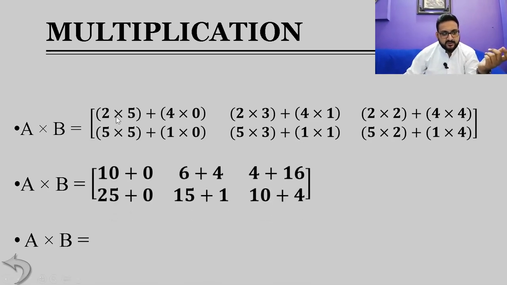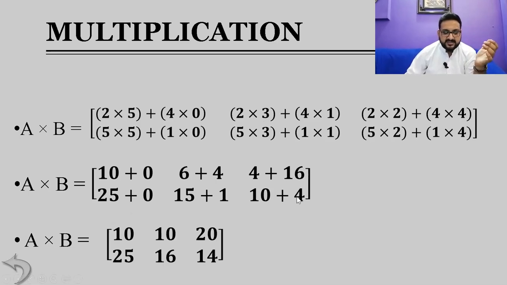5 2s are 10, 4 0s are 0, 2 3s are 6, 4 1s are 4, 2 2s are 4, 4 4s are 16, and then 5 5s are 25, 1 0 is 0, 5 3s are 15, 1 1 is 1, 5 2s are 10, and 1 4 is 4. This is your second answer.